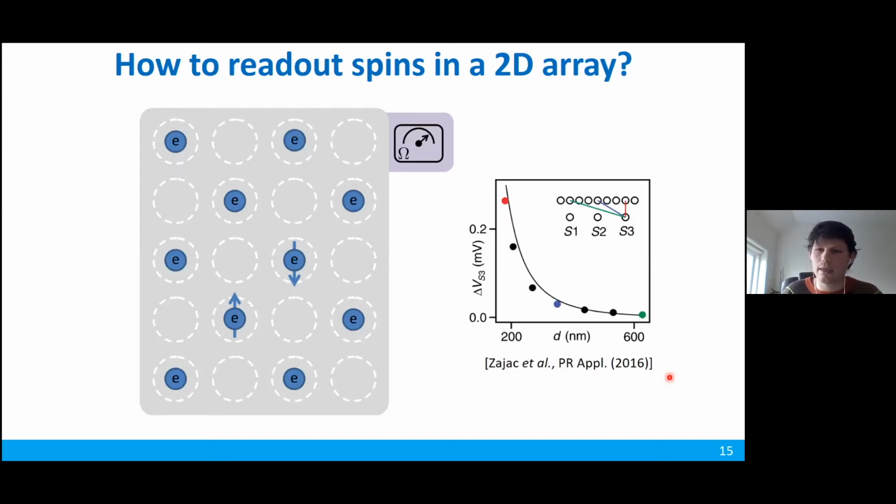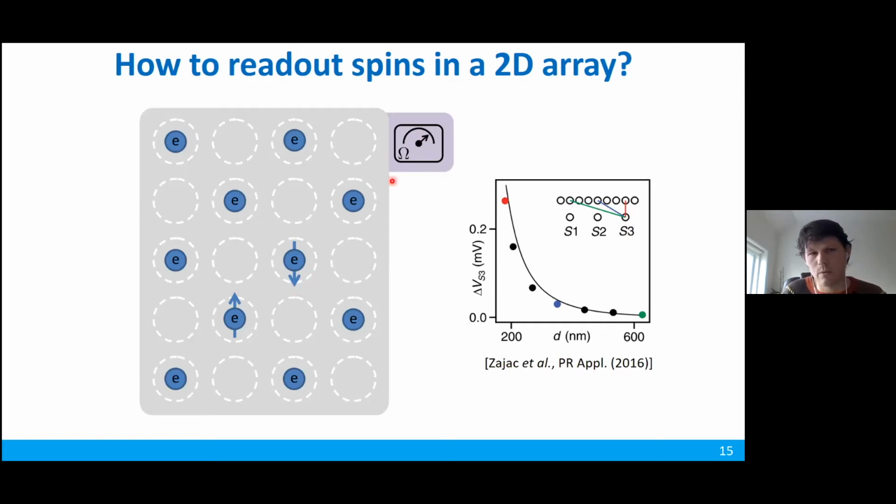But an issue is that the charge signal actually drops off, as nicely shown here, because it's based on Coulomb repulsion, which drops off quickly in our system. And then measured here is how the sensitivity varies with distance to the different quantum dots. So as you can understand from this, the sensor will not be so sensitive to any of the transitions. Say we want to measure the two spins here in the center of the 2D array.